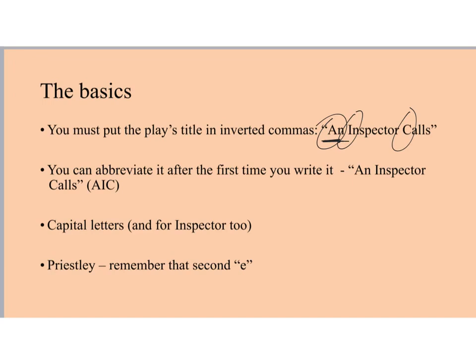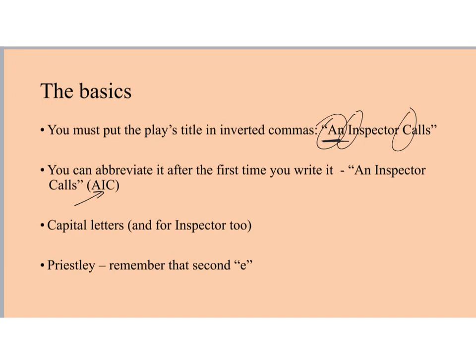The first time you write it out correctly in full, and then you can abbreviate it. So in order to abbreviate it, write it out properly, and then just in brackets, put AIC. You can then refer to it as AIC afterwards. Make sure you've got the capital letters in there.